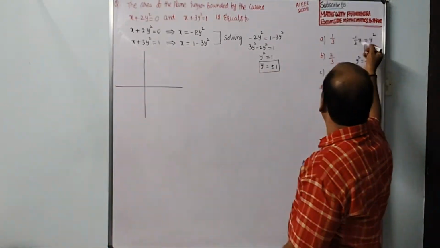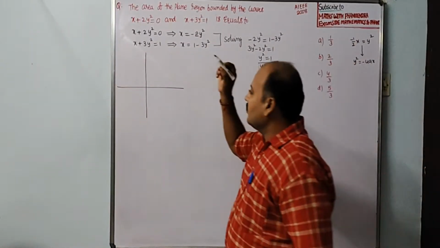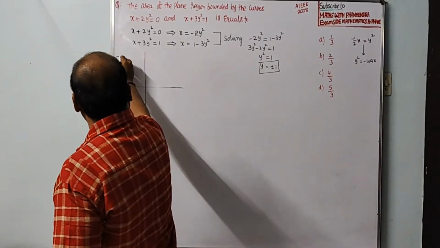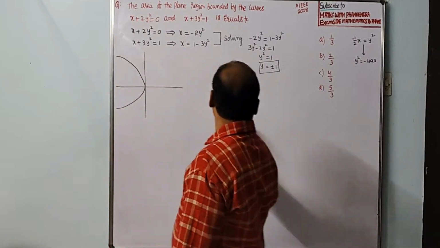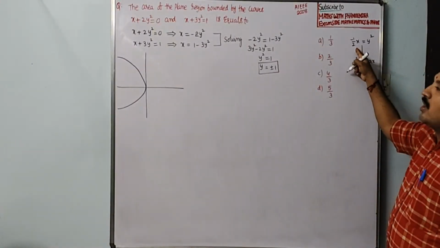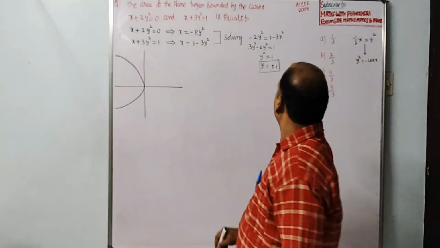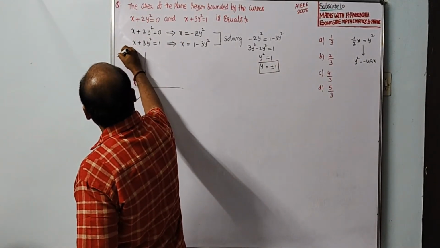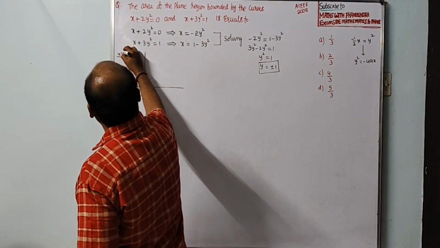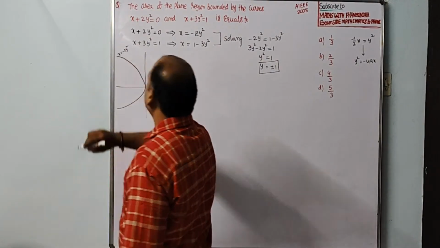Y square equal to minus x. Vertex is at this one, this side. This is about y square equal to minus 1 by 2 x. This is about the first curve, x equal to minus 2y square.